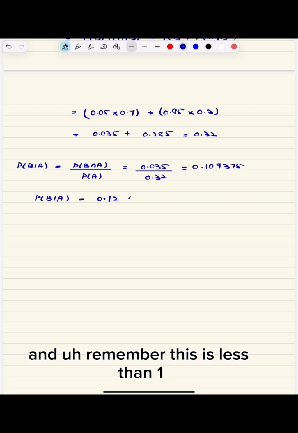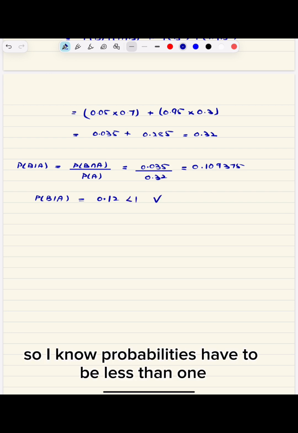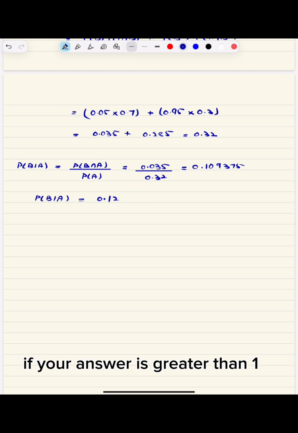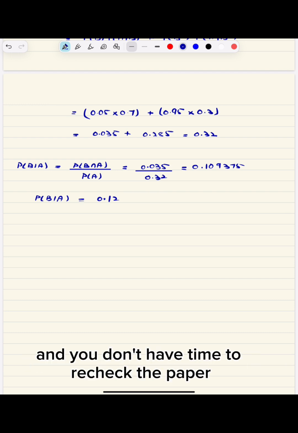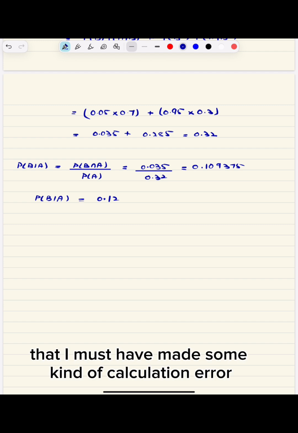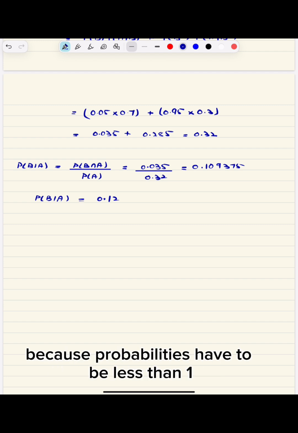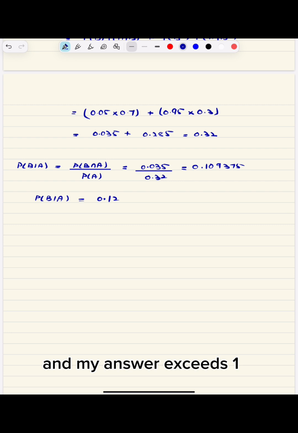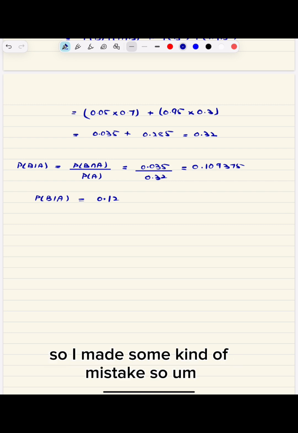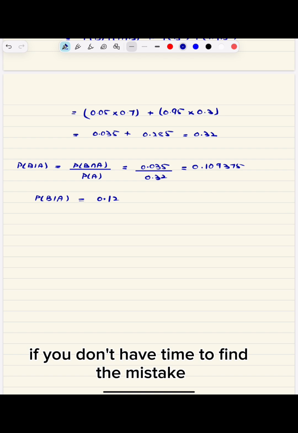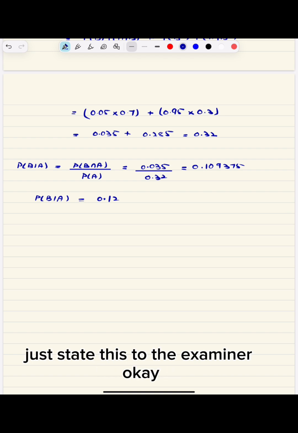And remember, this is less than 1, so I know probabilities have to be less than 1. If your answer is greater than 1 and you don't have time to recheck the paper, just tell the examiner that I must have made some kind of calculation error, because probabilities have to be less than 1 and my answer exceeds 1, so I made some kind of mistake. So if you don't have time to find the mistake, just state this to the examiner.